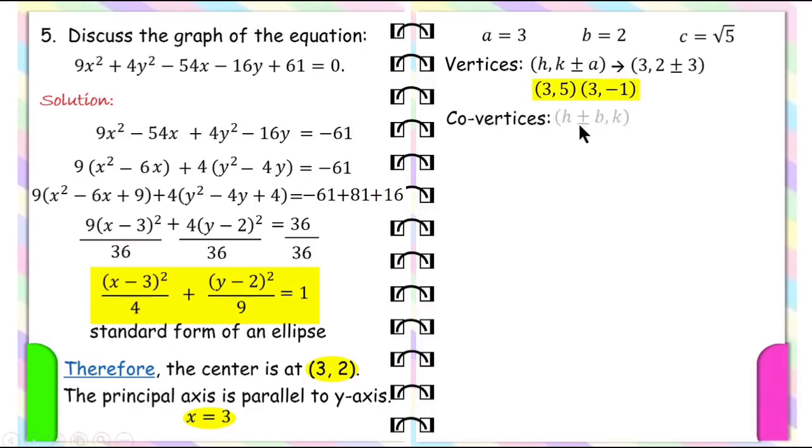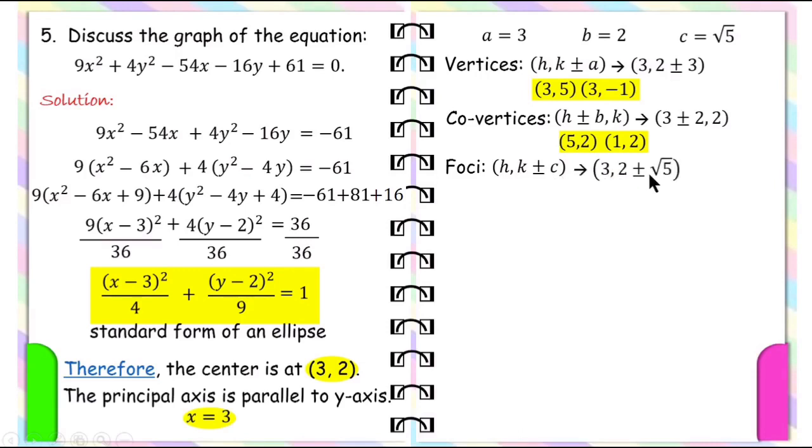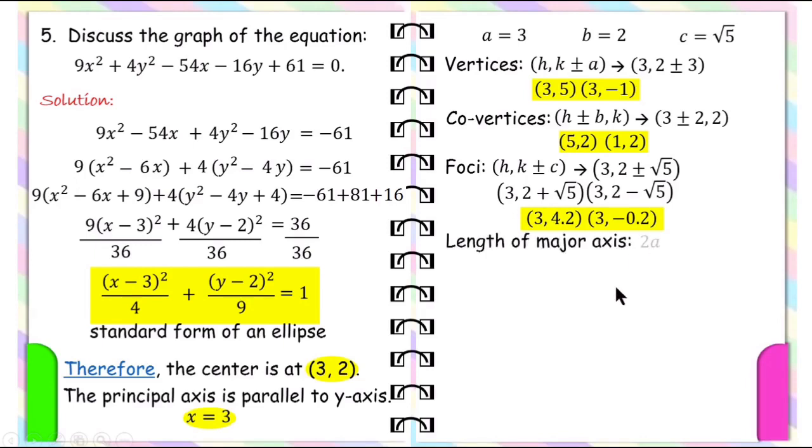The co-vertices are h plus and minus b then k, or 3 plus and minus 2 then 2, which are 5, 2, 3 plus 2 is 5, and 1, 2, 3 minus 2 is 1. The foci are h, k plus and minus c, or 3, 2 plus and minus square root of 5. So we have 3, 2 plus square root of 5, and 3, 2 minus square root of 5, or 3, 4.2, and 3, negative 0.2. The major axis is equal to 6, while the minor axis is equal to 4.